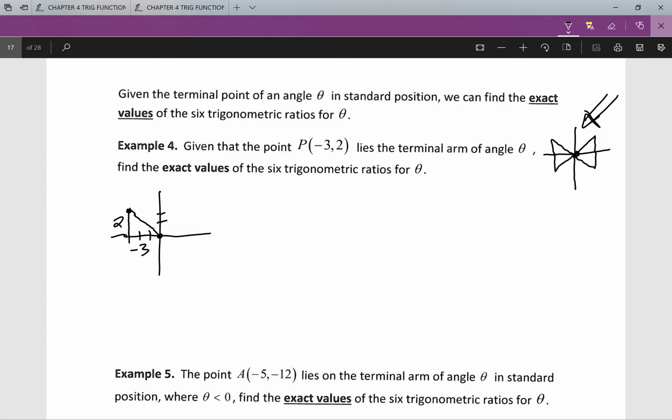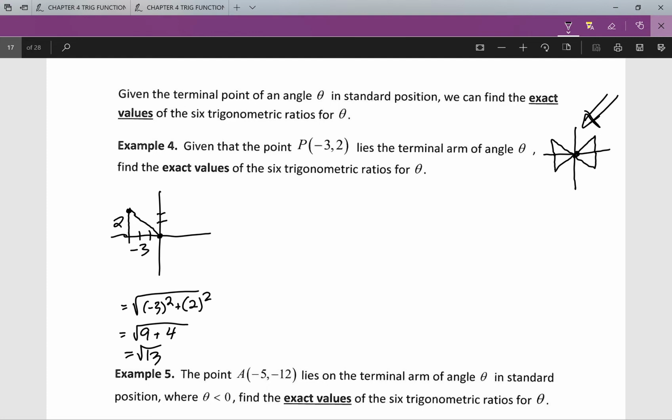So we go, well, the square root of negative 3 squared plus 2 squared, which is going to give me the square root of 9 plus 4, which equals the square root of 13. Now, the square root of 13, we're always going to accept the positive value of it.